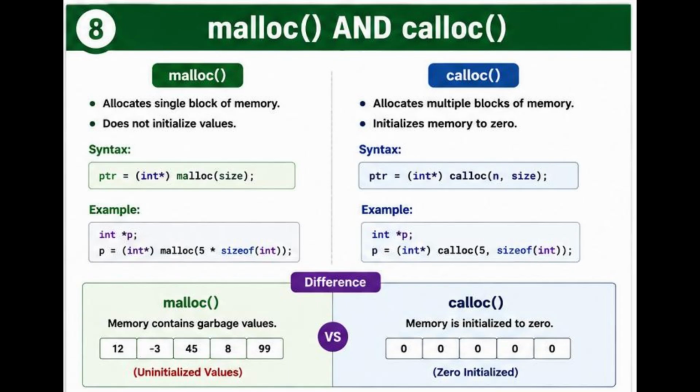2. Calloc. Contiguous allocation. It allocates multiple blocks of memory. The benefit. It automatically initializes all memory to 0. Key takeaway. Use malloc for speed. Use calloc if you want a clean slate without garbage values.